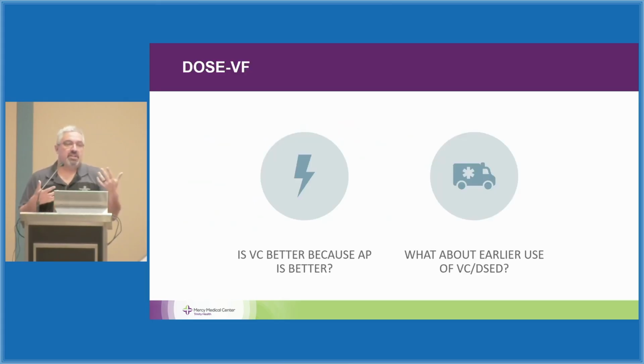So is vector change better because anterior-posterior placement is better for cardiac arrest? And what about early use of these different defibrillation strategies? Like if we shock these patients on the first or second try using vector change or dual sequential, would we prevent them from having to get to the third or fourth shock? We don't know, but that's a study.